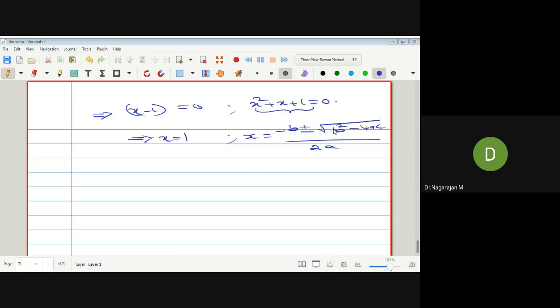Now what is the a value? The corresponding x squared coefficient value 1 is called the a value. The corresponding x coefficient is called the b value. The last constant term is called the c value. Now apply and simplify. Therefore, x equal to, a, b, c all values are 1, 1, 1 only.